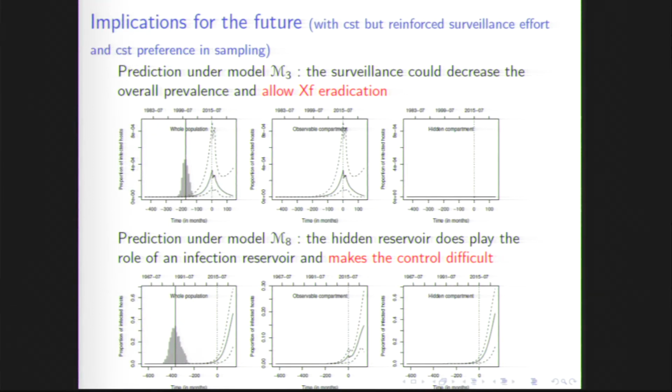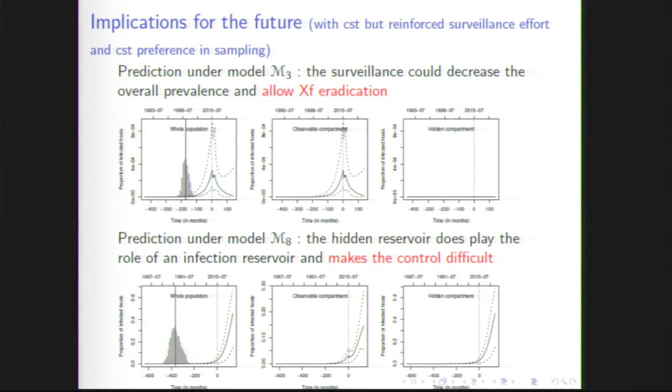Under the first model, without hidden compartments, it seems that the surveillance could decrease the overall prevalence and allow Xylella fastidiosa eradication. Okay, so we see the decrease here, which means eradication.